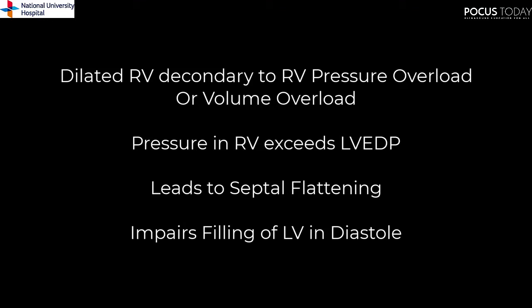In pulmonary embolism, there is acute pressure overload due to mechanical obstruction of blood flow from the RV. This causes the RV pressure to exceed left ventricular end diastolic pressure, which in turn leads to flattening of the septal wall. The LV cavity becomes D-shaped in diastole, and LV filling is impaired.